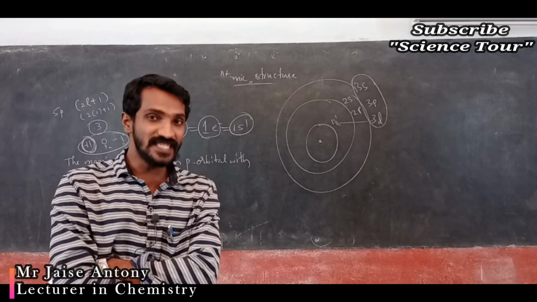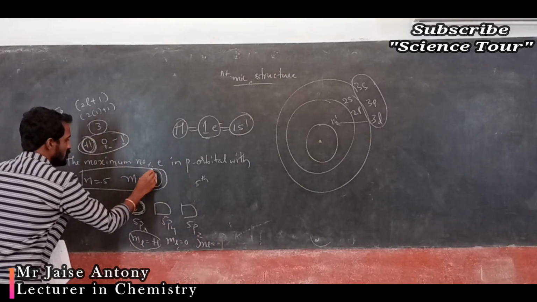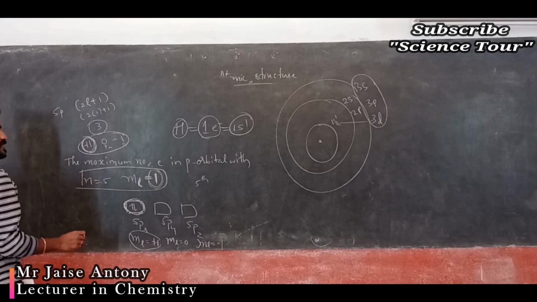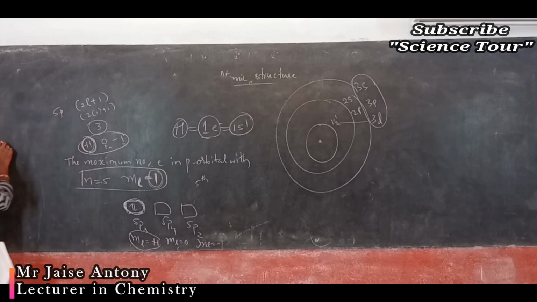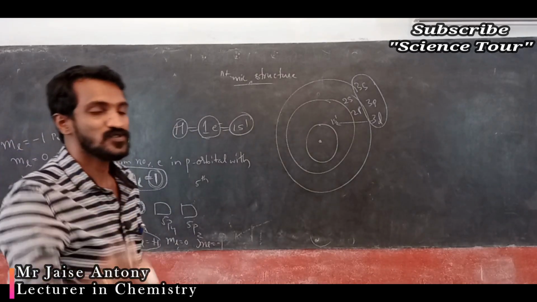Remember, at that time you should think why they gave this value, ml value is equal to 1. That means 3 values are possible: ml is equal to minus 1, ml is equal to 0, ml is equal to plus 1. So this may be px, this may be py, this may be pz. In one of the orbitals, ml is 1. In that orbital, how many electrons are there? 2 electrons.